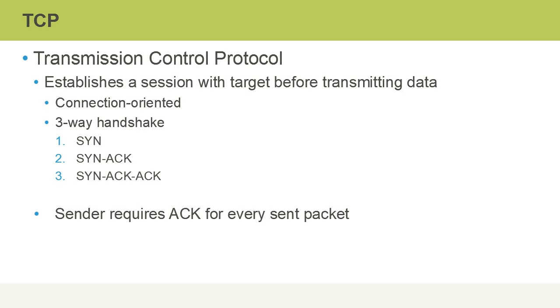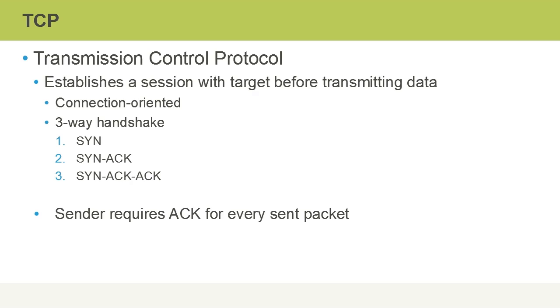TCP is the Transmission Control Protocol. It establishes a session with a target before transmitting any data. It's considered connection oriented because it sets up a three-way handshake before transmitting data. In packet number 1, the initiator sends what's called a SYN packet to the target. This means synchronize. It's used to synchronize sequence numbers, which are used to number the transmitted packets.